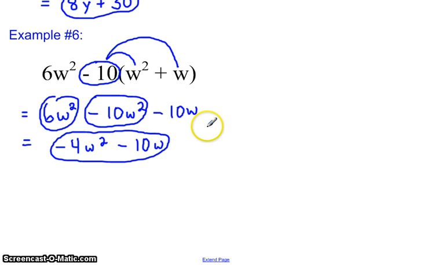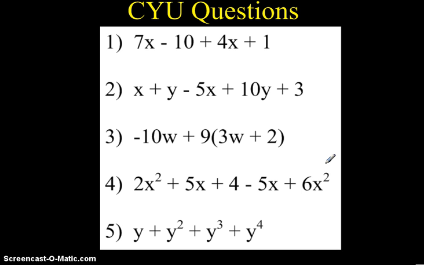Alright, so those are your 6 examples, a bunch of examples with combining like terms. So let's get to the SIA questions. I've got 5 of them here for you. You know the deal. Do these on your own and then go on to Schoology and enter your answers in.